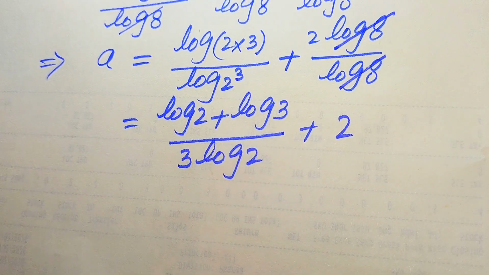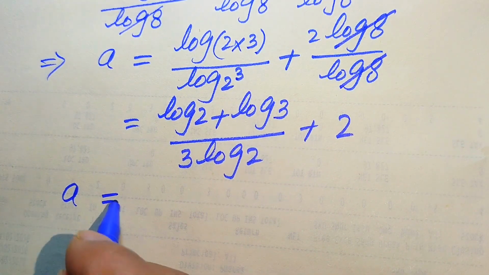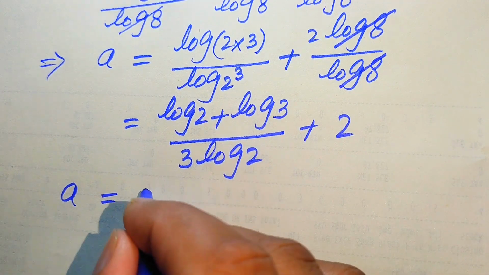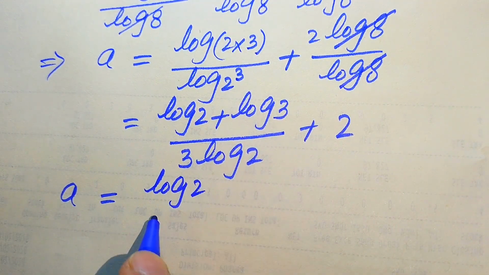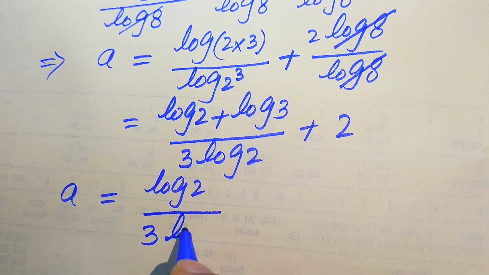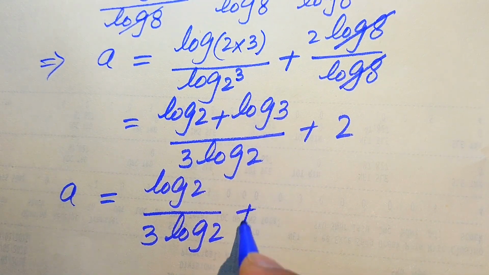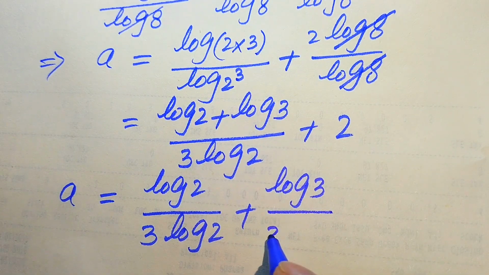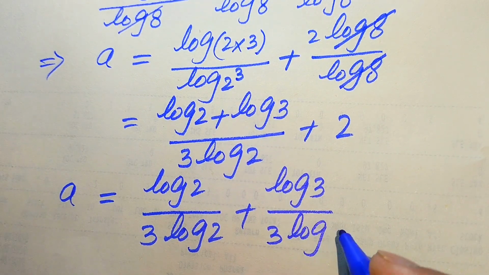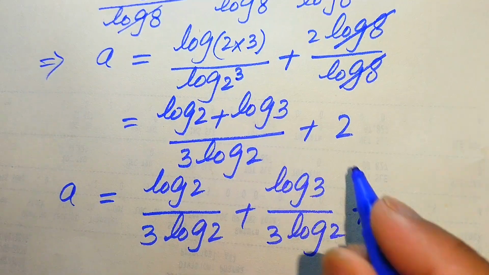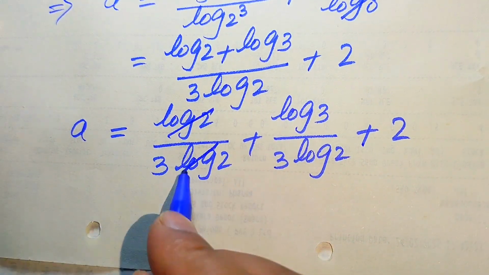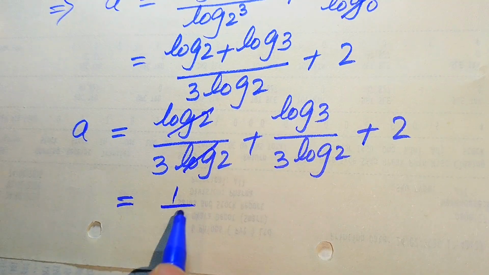So here we need a little bit more simplification for the values of a. We break this fraction, and it will be written as log of 2 divided by 3 times log 2, plus log of 3 divided by 3 times log 2, plus here we have only log 2. So this log 2 and this log 2 are gone, and we get here 1 over 3.